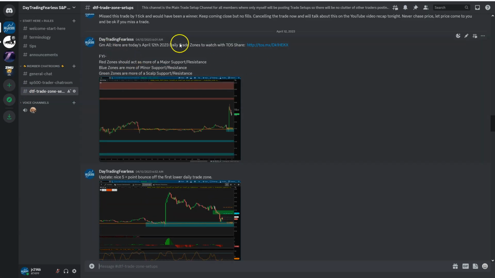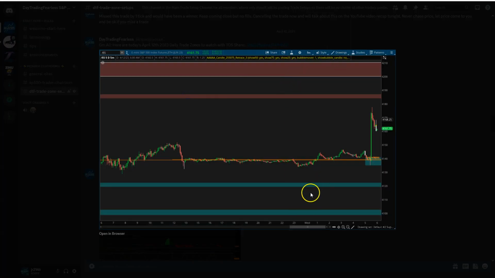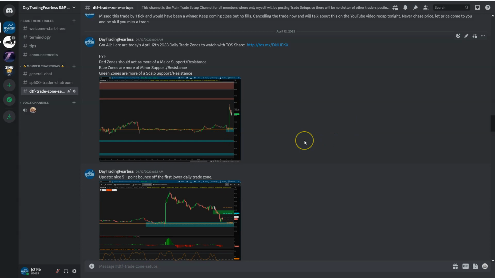Now, in the morning, I'll usually post it, give you guys a share link for Thinkorswim if you use it, and just give you a quick reminder of what each zone is. Here we have red zones and blue zones, right? Essentially the blue are minor, the red are major, and if there are green ones, they are going to be just more scalps, right?